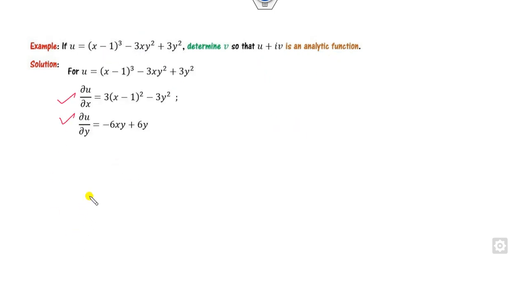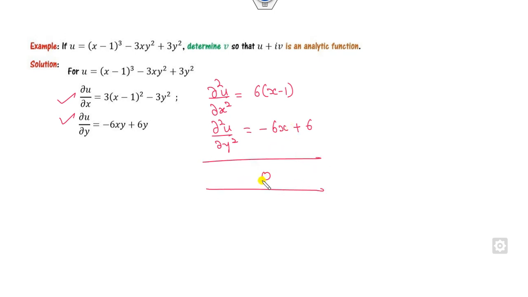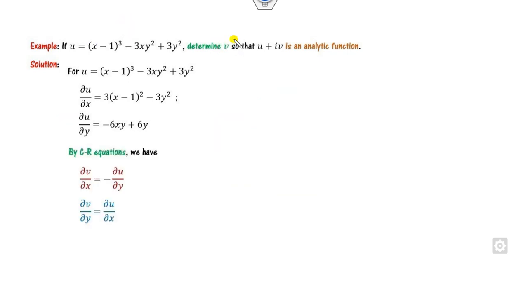So you can find the partial derivative with respect to x square. If you take them, it's 6x minus 1. If you take the partial derivative with respect to y, it's minus 6x plus 6. You can see that if you add them, it's 0. So therefore u is harmonic. Fine. So once it's harmonic, then you can find the value of v by using the CR equation. I can substitute the value of del u by del y from here, del u by del x from here, which is this one.